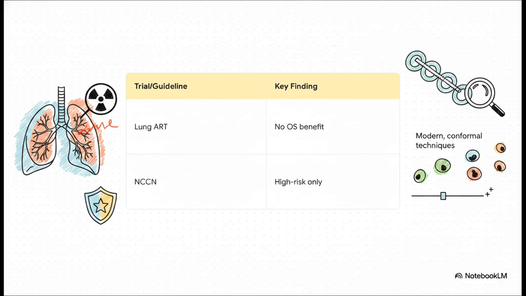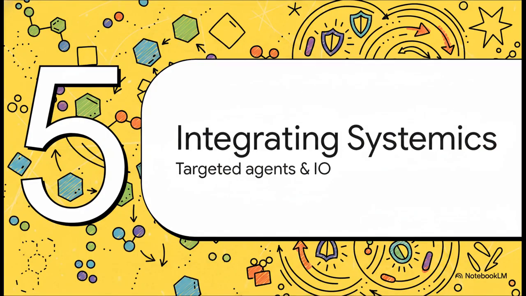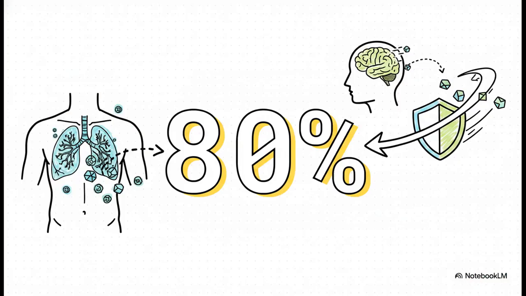So, what do we do? According to current NCCN guidelines, we reserve PORT strictly for highly selected, high-risk patients. Think extracapsular extension or positive margins. And when you do it, you must use modern, highly conformal techniques. All right, shifting gears to Section 5, Integrating Systemic Therapies. Targeted agents, immunotherapy, the whole shebang.